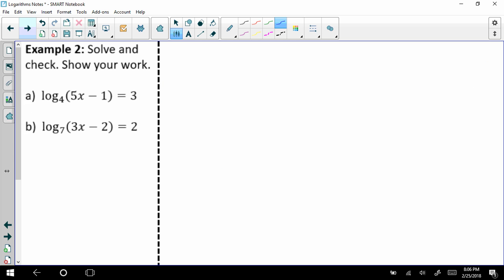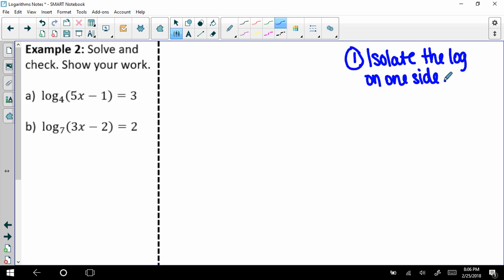Now, example 2 is different because you only have a log on one side, and then just a regular number on the other side. So our first step is going to be to isolate the log on one side. A lot of times that's done for us, which is great. Like in part A, it's already done.